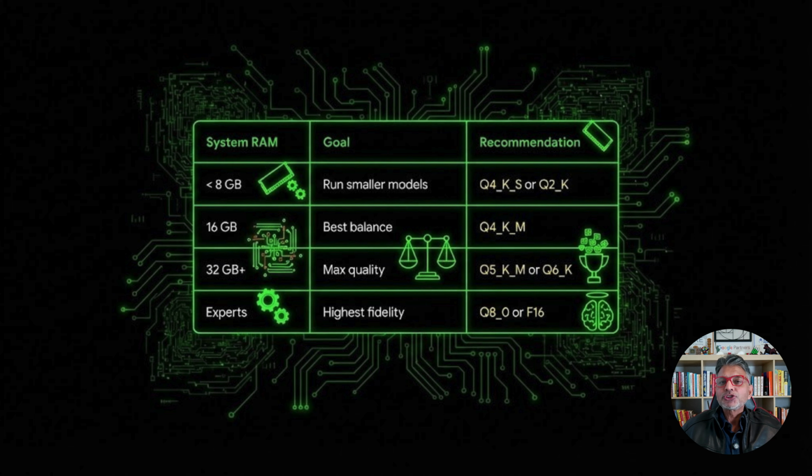So, which one should you download? If you have 16 gigabytes of RAM, which is common, Q4KM is usually the best balance. If you have 32 gigabytes or more, you can consider Q5KM or Q6KM for higher quality and performance. If you have less than 8 gigabytes of RAM, you can still run models using Q4KS or even 2-bit quantization.